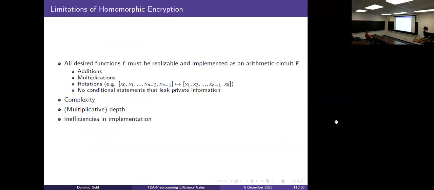Okay. So yeah, exactly right here, right? So what are the limitations of HE? It actually depends. It's related to those terms there. It's that one, all desired functions must be realizable and implemented as an arithmetic circuit, right? So that arithmetic circuit can only consist of additions, multiplications, index rotations, and then we also don't want any conditional statements that leak private information.